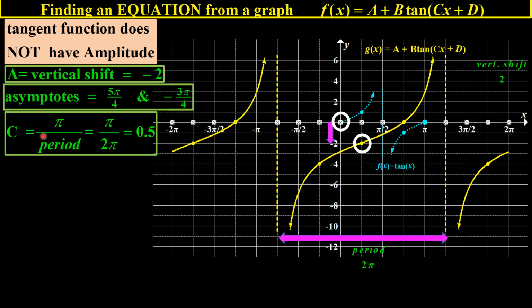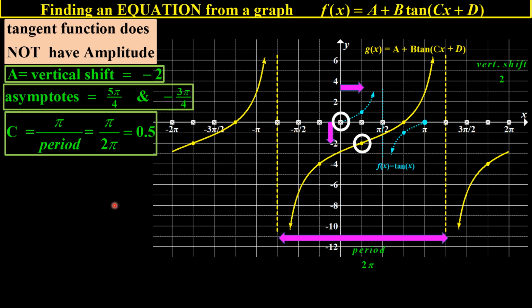Okay. So my C value there will be pi. Tangent's period is pi. And the actual period for this new tangent graph, for this yellow one, is 2 pi. Pi over 2 pi is 0.5. So C already I know is 0.5. So I already got my A and my C.